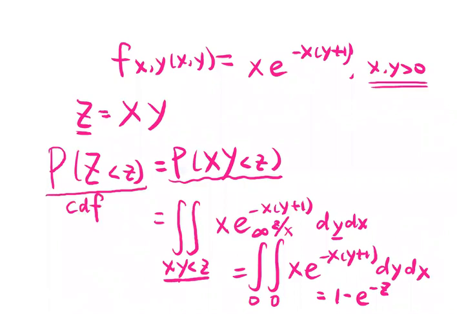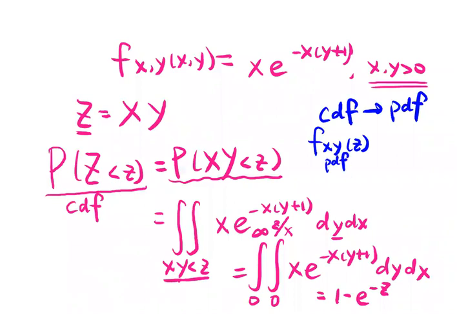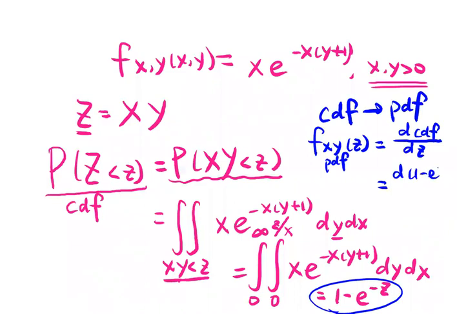We talked about in class that from CDF to PDF, you take the derivative. So this function, which is the PDF, you can get by taking the derivative of the CDF with respect to z. If you do that, it's going to give you e to the negative z, and the range of z is larger than 0.